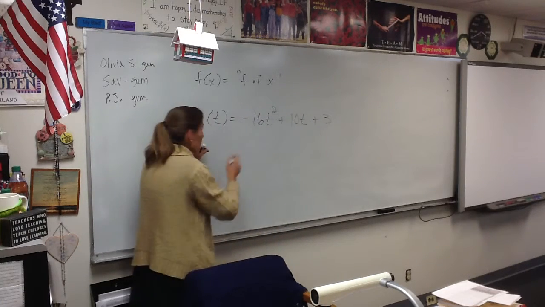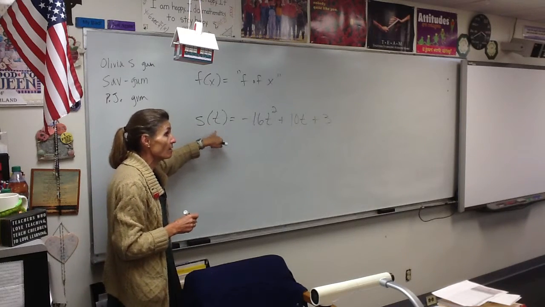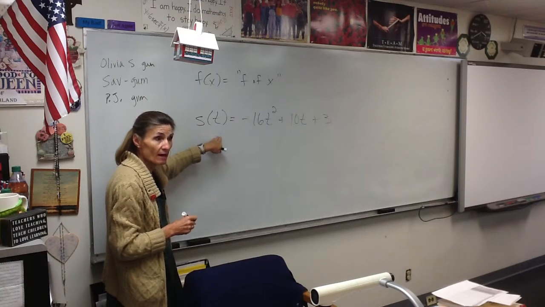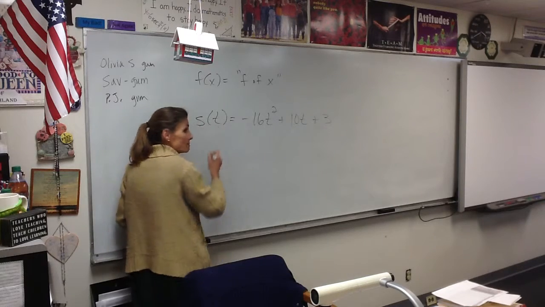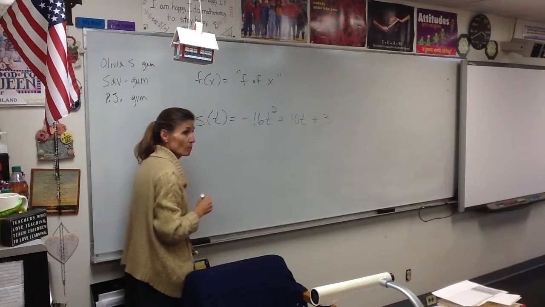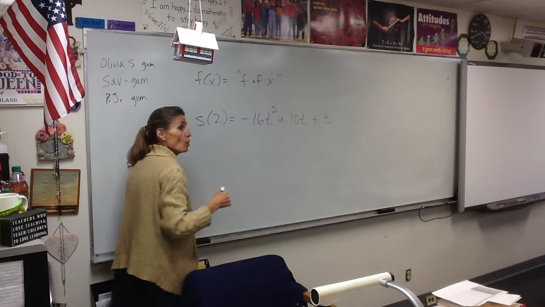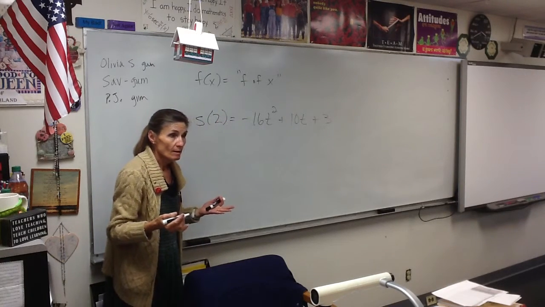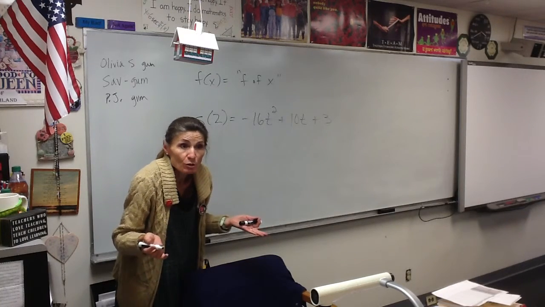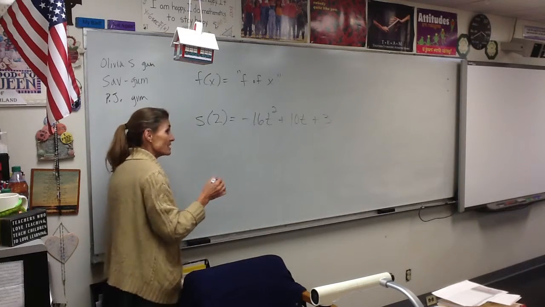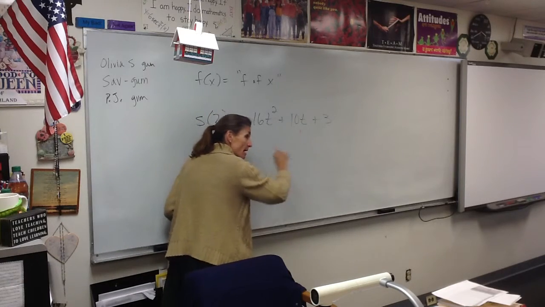Now, the reason I'm putting this up here is because this is function notation. This says s of t. This is like f of x. And this indicates the height at time t. That's how functions operate. You give them an input value. So if I said s of 2, what would I be looking for? The height at time 2, at 2 seconds. That's how functions operate. There's an input, and then there's an output.